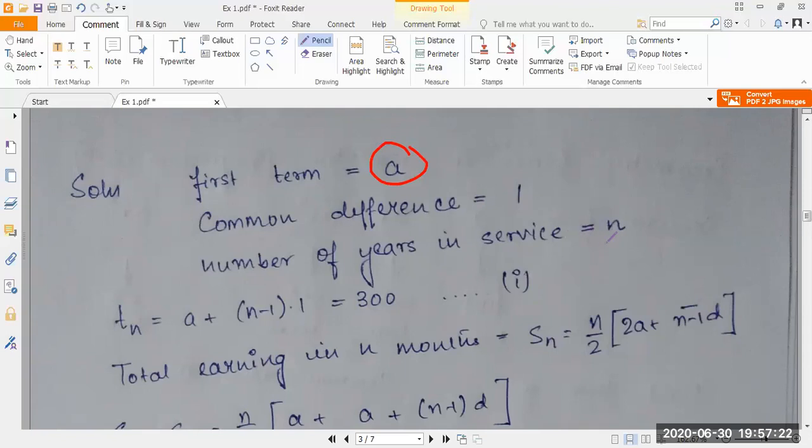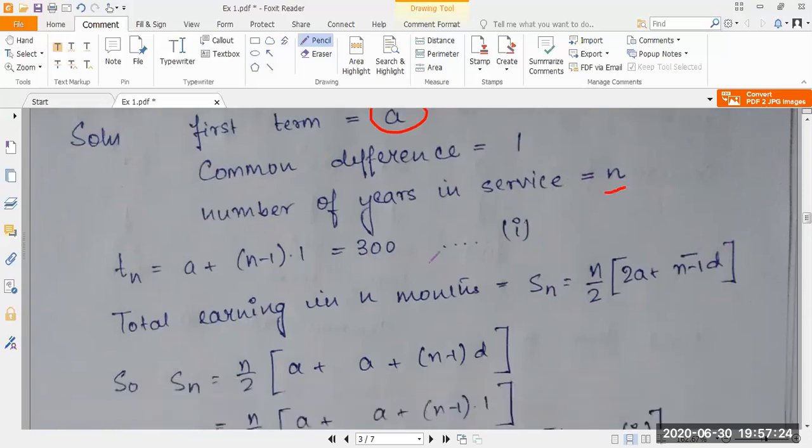Let us assume that the number of months in service is n. So we can say that the nth term of the arithmetic progression will be a plus n minus 1 into d, where we have replaced d with 1. And we do know that in the nth, or to be exact, in the last month of service, the man had received a salary of 300, which is when he left the service. So we do have an equation for the last month of his service.